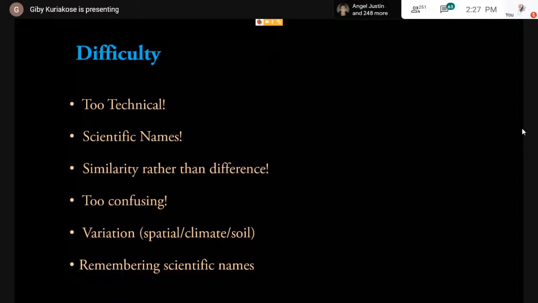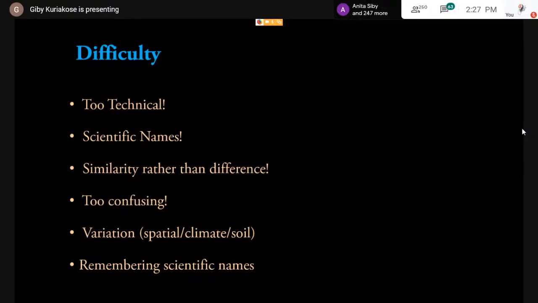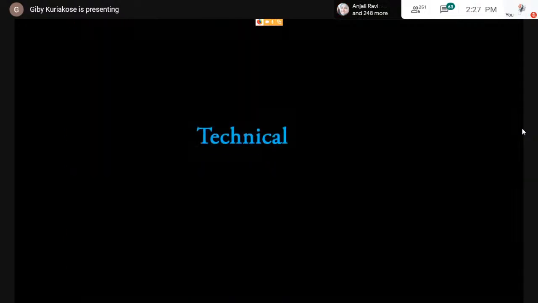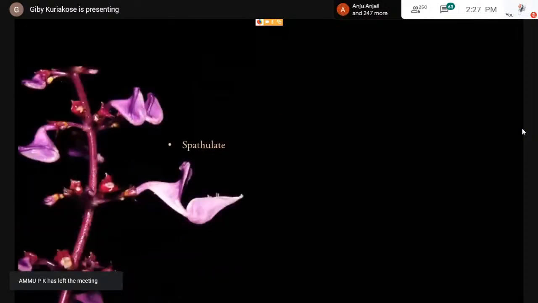Some of you might be very knowledgeable about a few factors, but unless you are comfortable with all these difficulties, or unless you try to overcome these difficulties, it will be very difficult to nurture a very good genuine interest in identification of plants. Okay, then let us try to understand these issues separately.